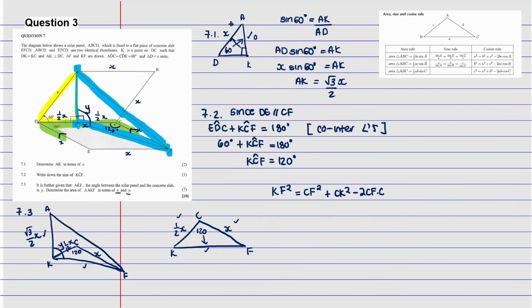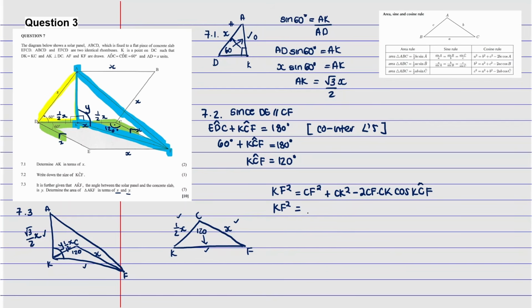Then C multiplied by C, K, then this is going to be cos of the included angle. So this included angle is going to be what? It's actually KCF, right? Substitute everything. This is going to be KF squared equals the following.